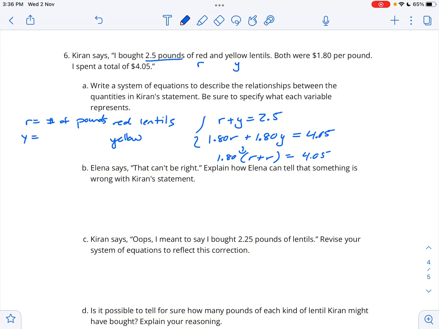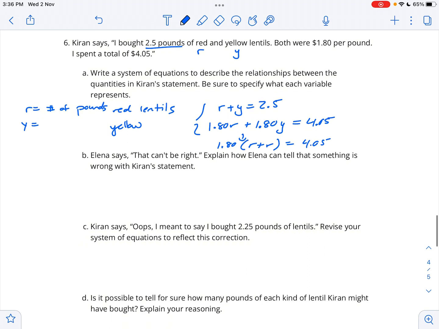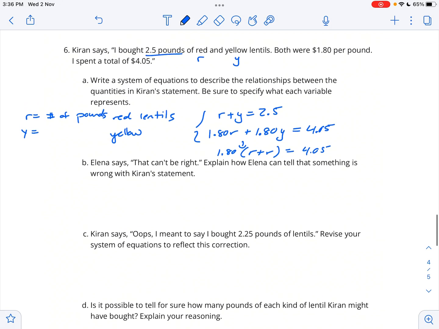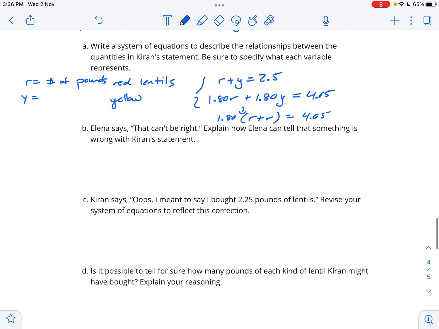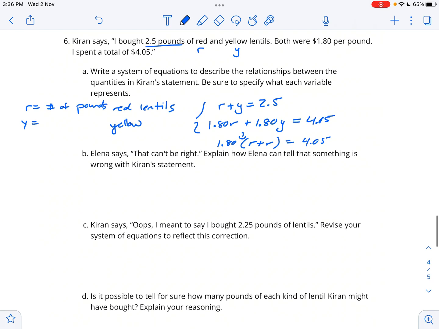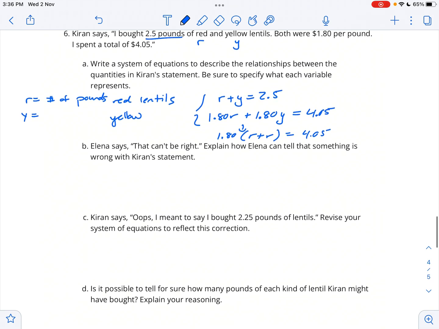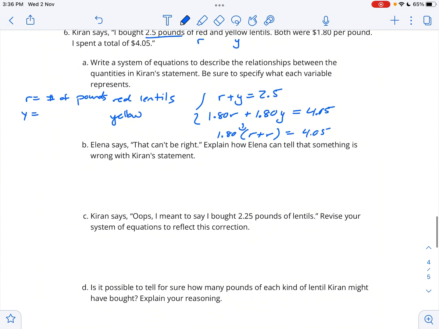Elena says, that can't be right. Explain how Elena can tell that something is wrong with Kieran's statement. Let's see here. So, how can she tell something is wrong? The way that she can tell something is wrong is if she went through and tried to solve this. On this one, I realize I put a red there. That should be a yellow.